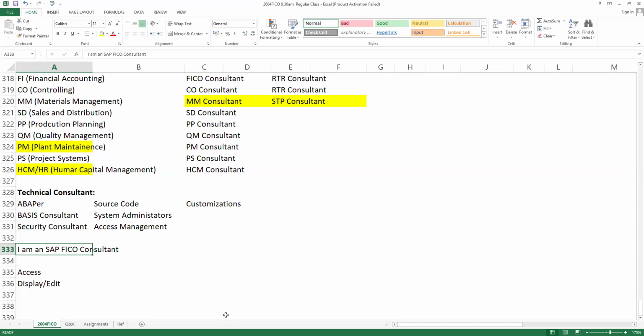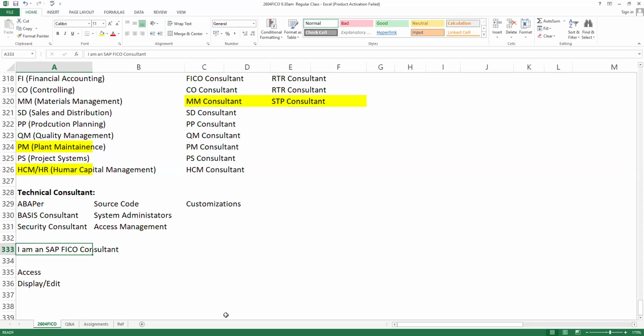The same vice versa applies to material management. They cannot see the P&L. They cannot come and do something in SAP FICO. This will be our scope, that will be their scope. That is the reason this many functional people, this many functional consultants, are there.